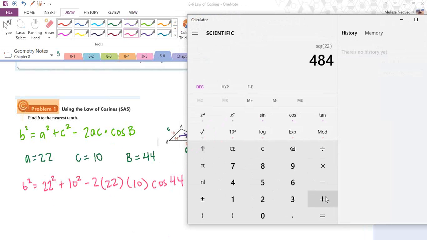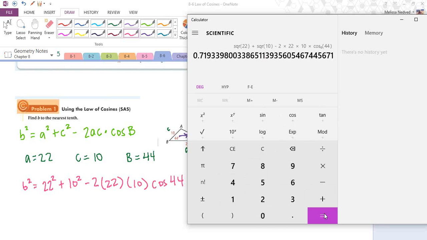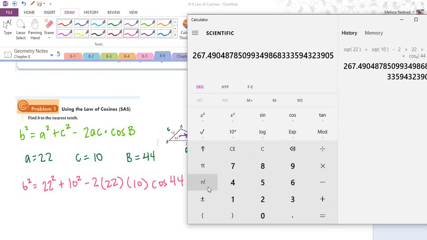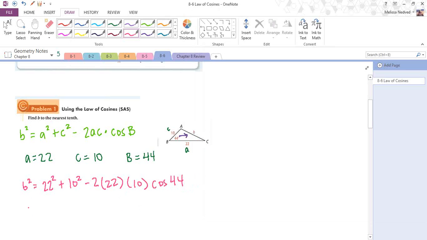So I've got 22 squared plus 10 squared minus 2 times 22 times 10 times, and remember I put my 44 first, then I select cosine, and then I need to select enter. So that tells me b squared is about equal to 267.49. If you didn't get that number when you plugged it all in at once, go back, pause the video, try again, break it down, whatever you need to do till you get that number correct.